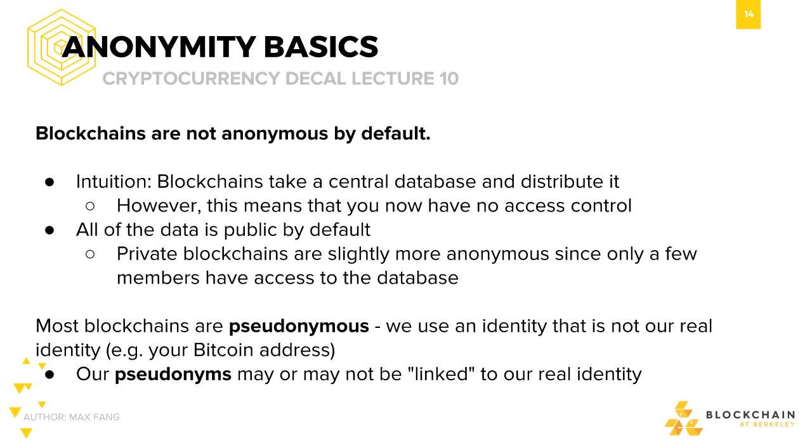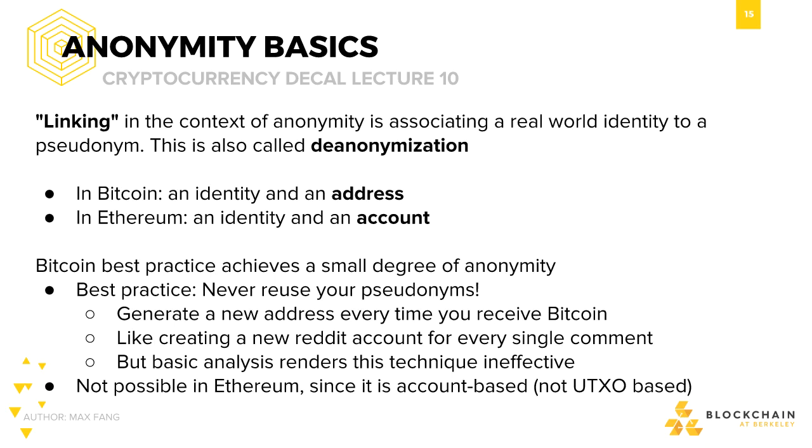So a pseudonym is basically any identity that's not our real identity. So for example, this could be your Twitter handle, your GitHub handle, your Reddit handle, etc. And the key thing is that these pseudonyms may or may not be linked to our real identity. And this concept of linking is very important in the context of anonymity, because this is basically if someone is able to identify you just from knowing your pseudonym, right? So when you want to de-anonymize someone, that's what you're trying to do.